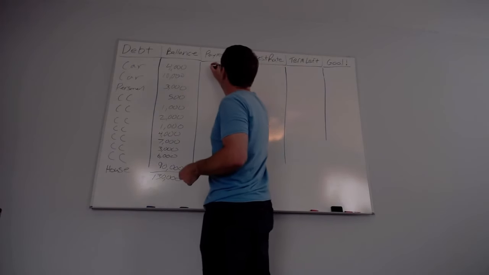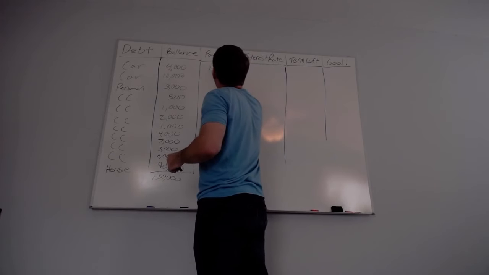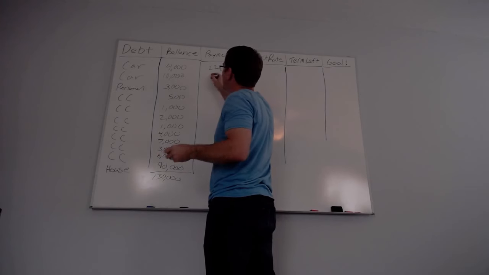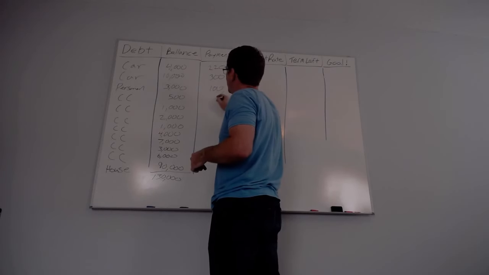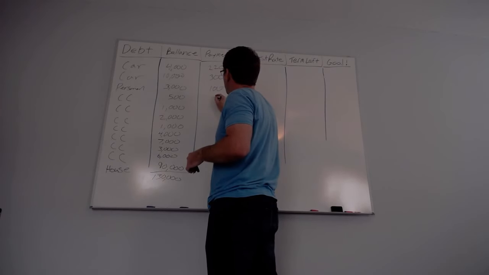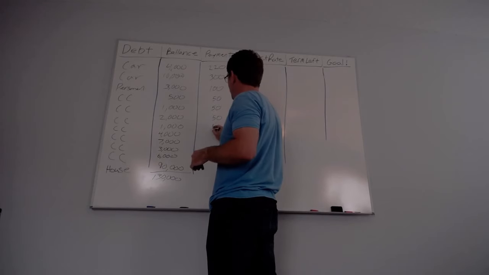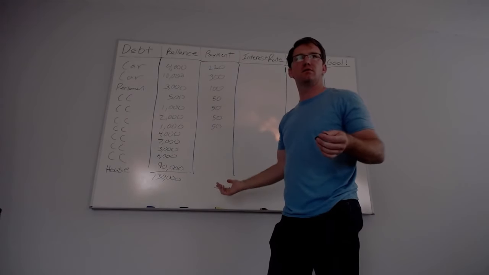You know, the car is, oops, I don't want to go that far. 250. Well, just do 220. There you go. My truck, that was like 300, maybe 350. Personal loan, let's say that's 100. Credit cards, it's like 50, 50, 50, 50. You know, you've got to keep track of making sure you pay all these bills. It just gets exhausting, right?